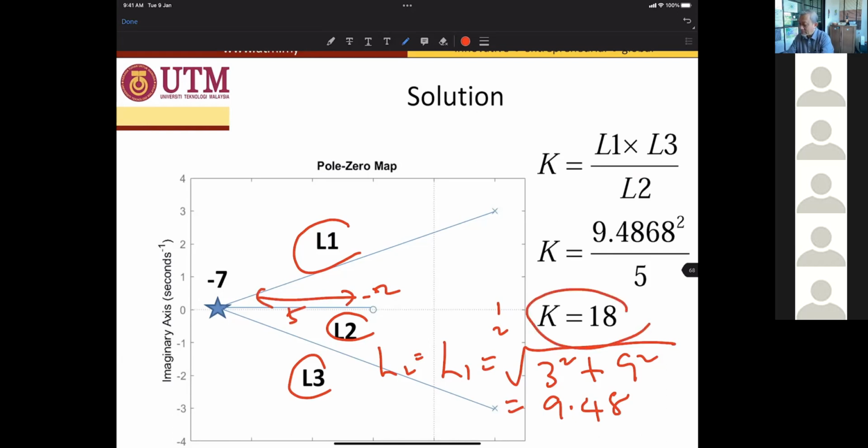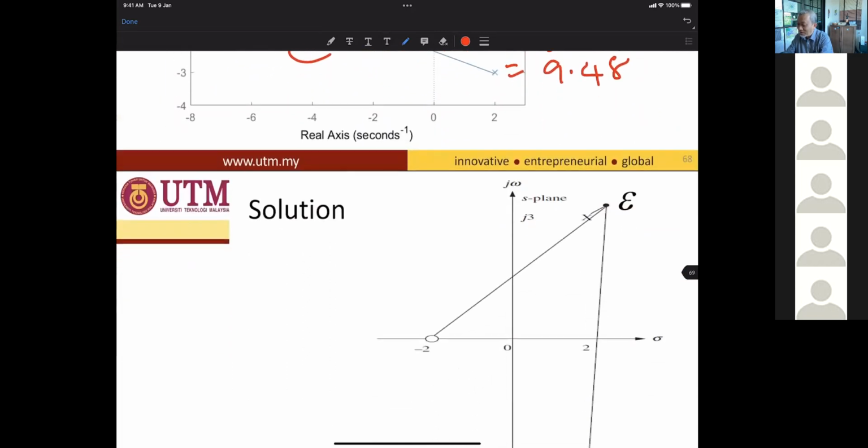Patrick, correct? Correct. K equal to 18. Right.